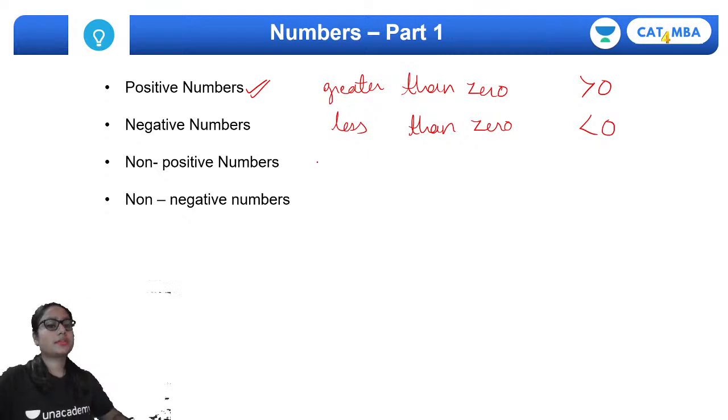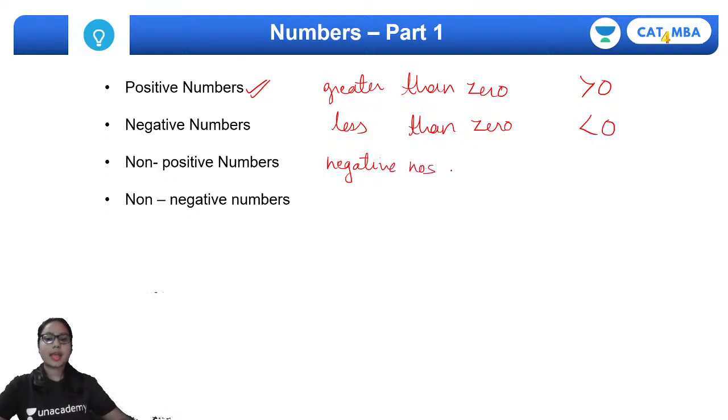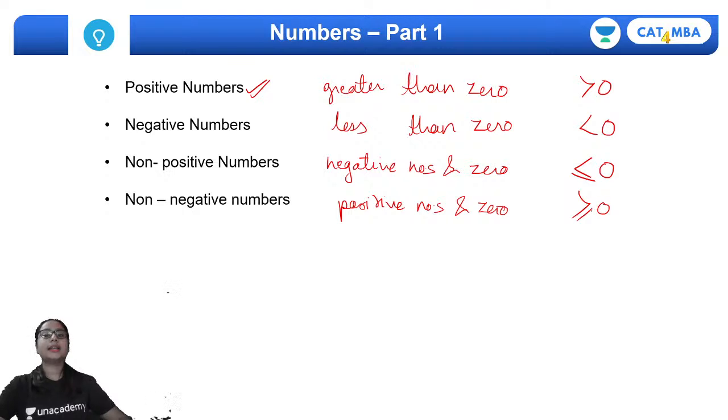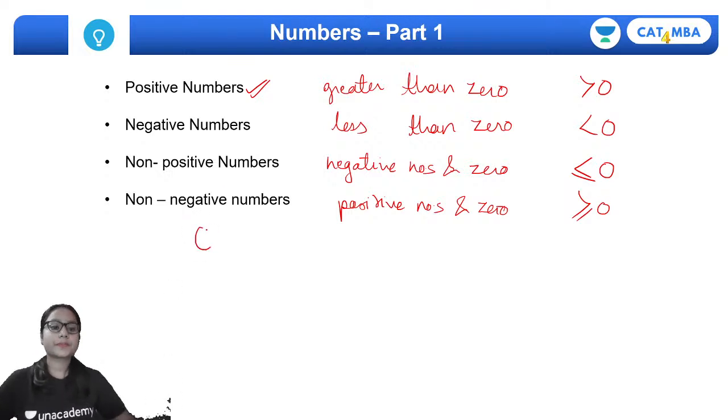Alright, non-positive. Non-positive numbers are the numbers which are not positive. Okay, it means the negative numbers and 0. So numbers which are less than or equal to 0 are non-positive. Similarly, what are non-negative numbers? The numbers which are positive or 0. Okay, so the numbers which are greater than or equal to 0. Okay, 0 is neither negative nor positive. Please remember this.